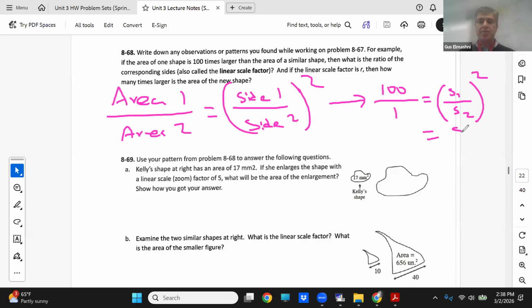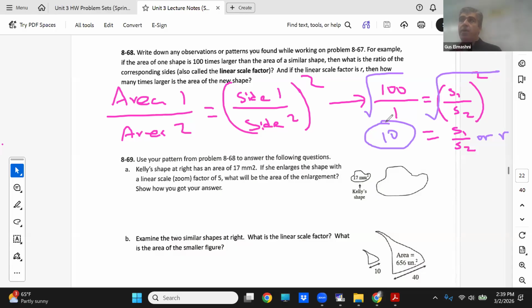So what's going to be the ratio of these sides, guys? If you square root both sides, because how do you get rid of a square? You square root. The square root of 100. So the linear scale factor, which we're calling R, is going to be 10.